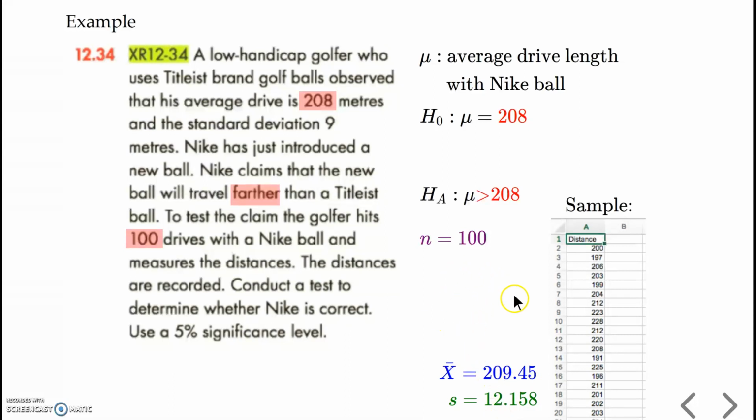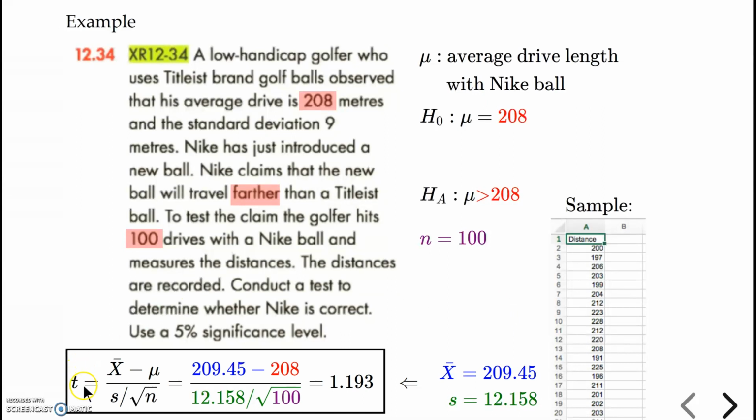To run the hypothesis test, you now need a test statistic, right? How do we calculate the test statistic? It will be a t test statistic. We have discussed why we use a t test statistic in lecture 13. It will be equal to x bar minus mu, where mu here is the average drive length with a Nike ball, divided by s, the sample standard deviation, divided by the square root of n.